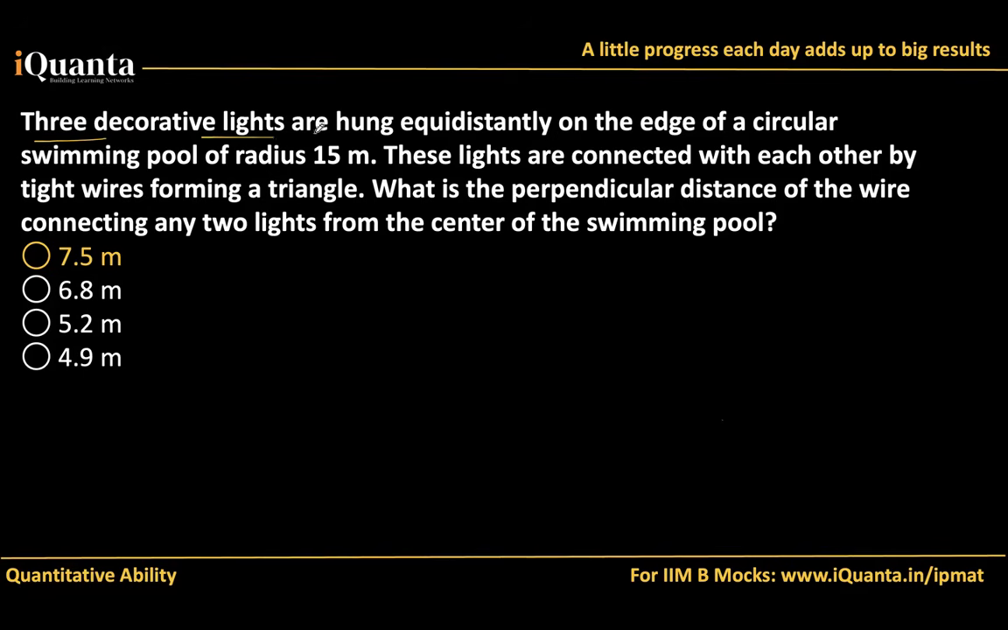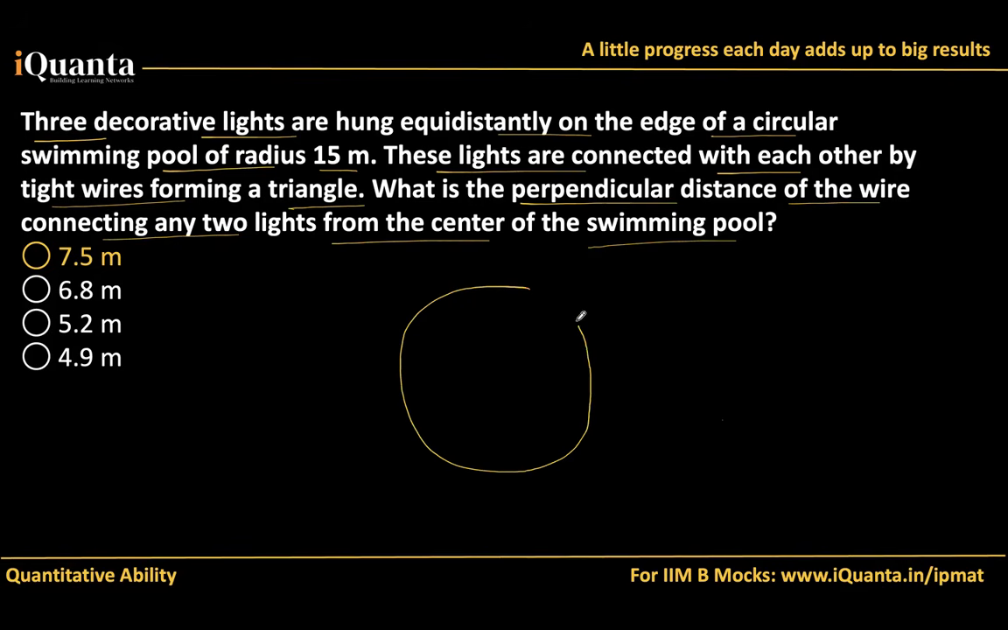The first one is: three decorative lights are hung equidistantly on the edge of a circular swimming pool of radius 15 centimeter. This is of geometry. These lights are connected with each other by tight wires forming a triangle. What is the perpendicular distance of the wire connecting any two lights from the center of the swimming pool? So we have to take a circular swimming pool. There's a center, and we have to form an equilateral triangle, obviously, because these 3 points where the lights are placed are equidistant. I mean, we can say that they're at equal distances on the circumference. So ultimately, when you join those points, these tight wires will form a triangle.